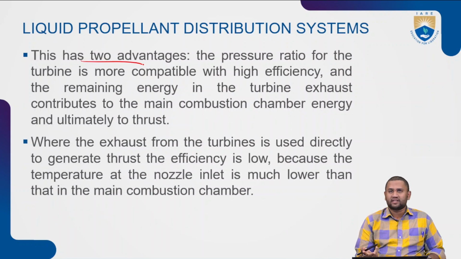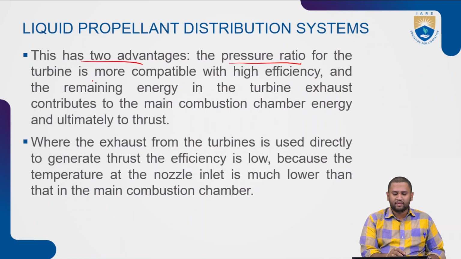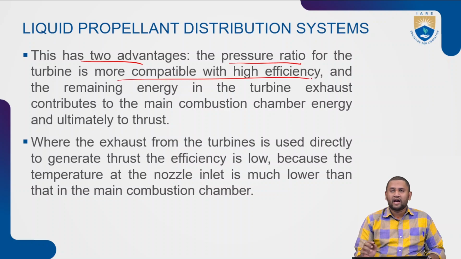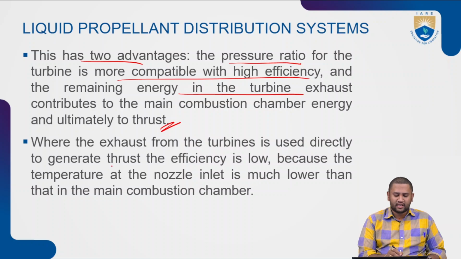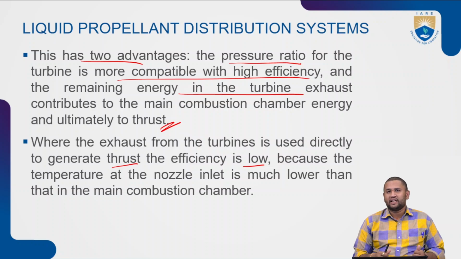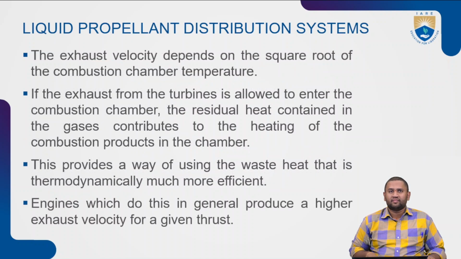This has two advantages. That is, the pressure ratio for the turbine is more compatible with high efficiency, and the remaining energy in the turbine exhaust contributes to the main combustion chamber, ultimately to the thrust. Where the exhaust from the turbine is used directly to generate thrust, the efficiency is low because the temperature at the nozzle inlet is much lower than the main combustion chamber. The exhaust velocity depends on the square root of the combustion chamber temperature, which we already know.